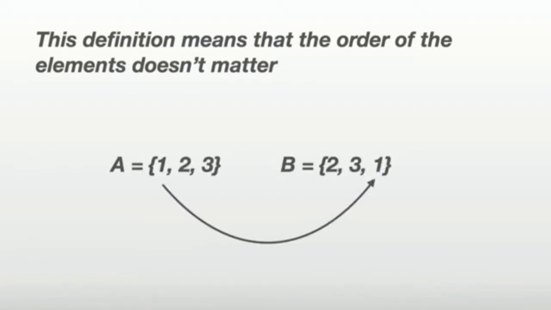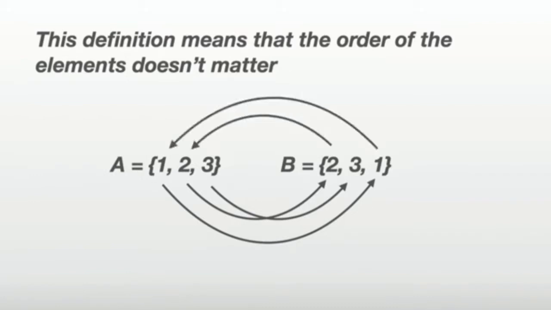This definition means that the order of the elements doesn't matter. We only need to show that they share the same elements. So, if A contains 1, 2 and 3, and B contains 2, 3 and 1, we say 1 is in A and it's also in B, 2 is in A and it's also in B, and 3 is in A and it's also in B. We then do the same for all the elements in B, and so we've shown that A is equal to B.